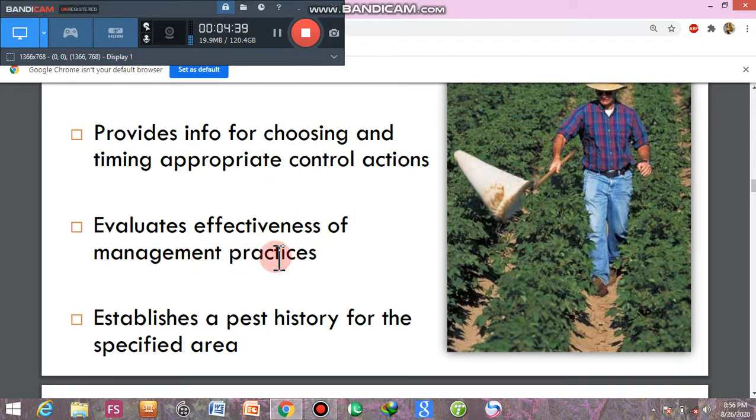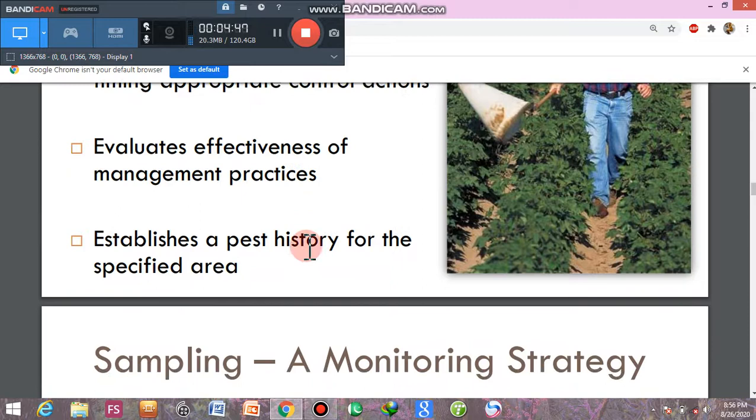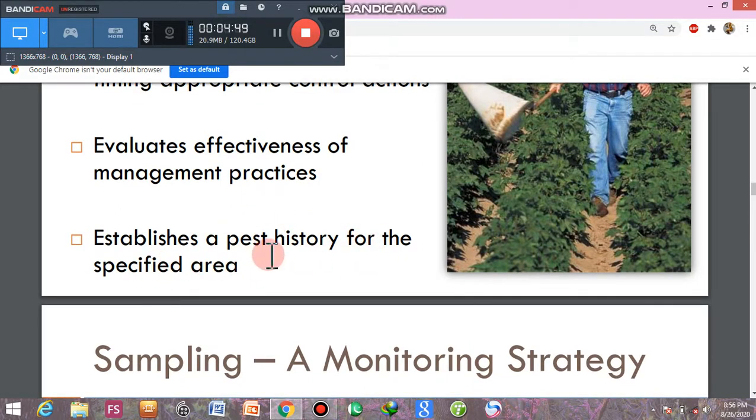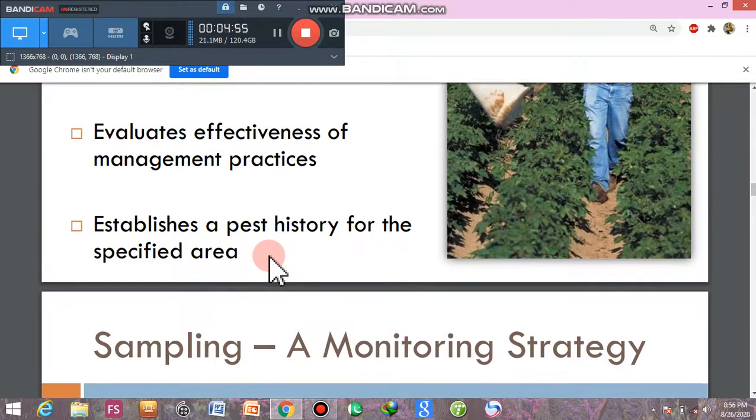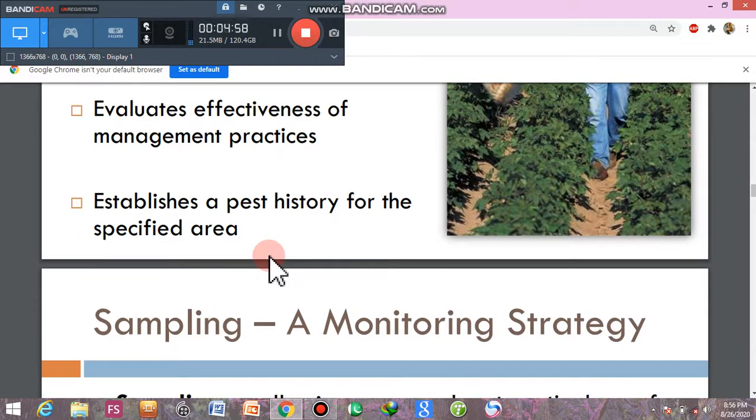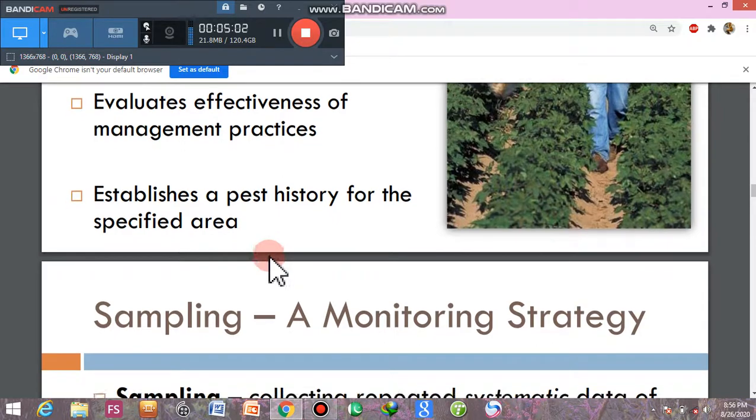Evaluate effectiveness of the management practices: whether the different programs you are using for the management of the pest are working or not. Establish a pest history for the specified area. Record maintenance is necessary for IPM because infestation repeats itself after some years.